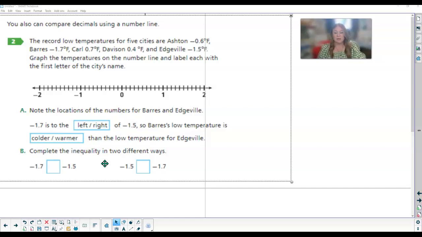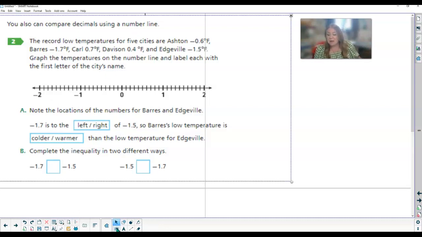This video is for lesson 2.2, task 2. So again, we are comparing those rational numbers and we're going to be doing decimals for this one. So we can also compare decimals on that number line. So these are rational numbers, positives and negatives with our decimals.